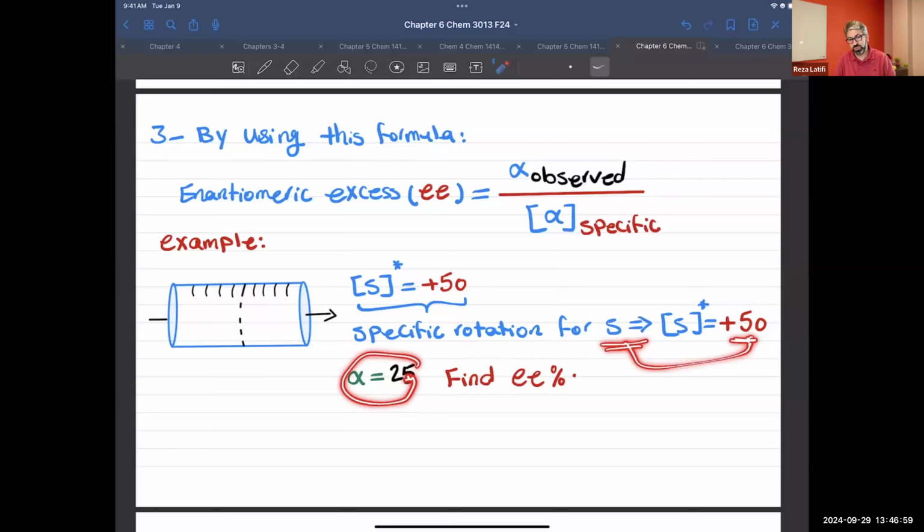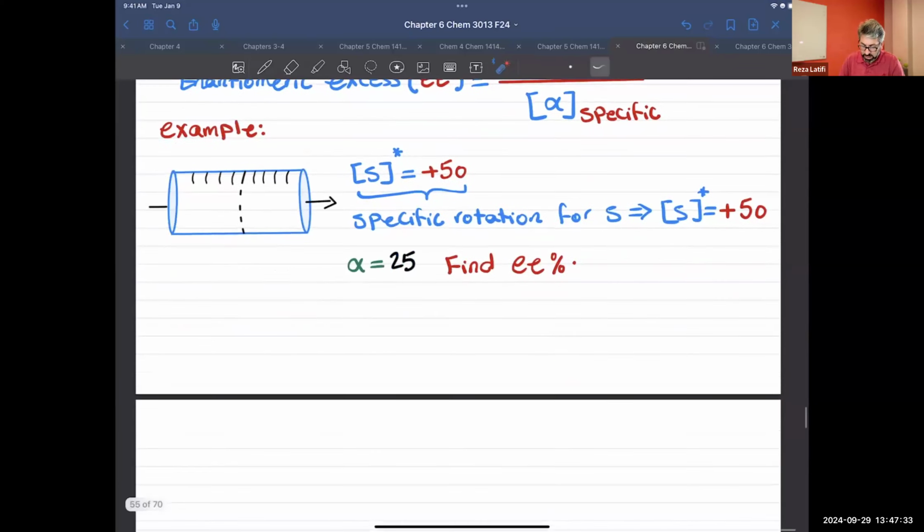Okay. Do I have excess from R or S? How do I figure it out? What's the sign for the specific rotation of S? It's positive. How about the alpha, the observed one? The observed one, again, is a plus. Because it's positive, and the S is the one that rotates the light clockwise, or to the plus side, I'm going to say I have excess from S. And the minor one will be R this time.